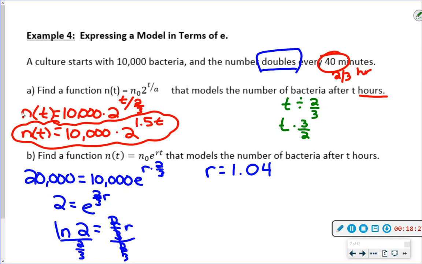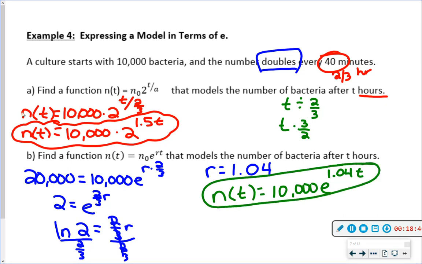So I needed the rate so I could do the function. Now I'm just going to write out the formula so it looks all fancy, okay? So n of t, our initial amount doesn't change, the 10,000. e, we now know the rate, and we're finding a function, of course, in terms of time.